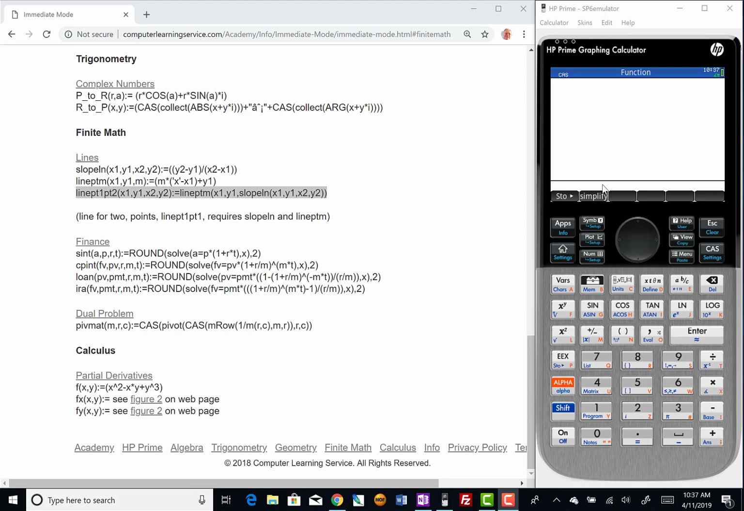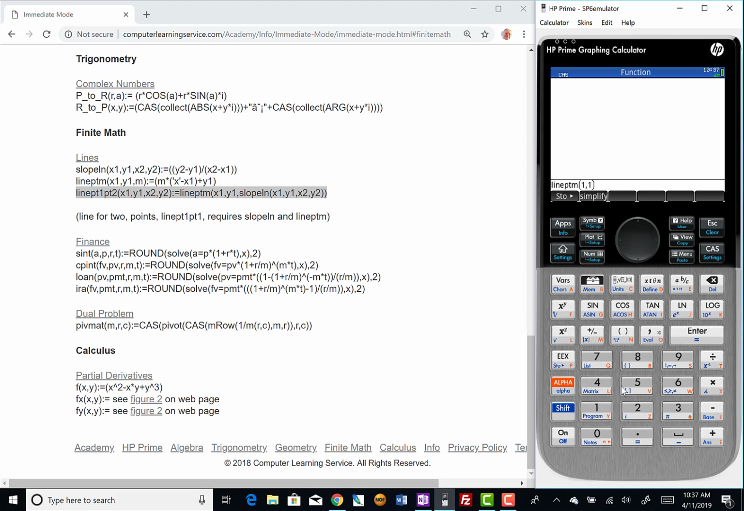Let's look at the line through the point 1, 1 with the slope of 1/5. So we'll go to our var. We'll choose CAS if it's not already highlighted. We'll choose option 2 program. We'll choose option 2 line point slope. We'll put in parentheses.